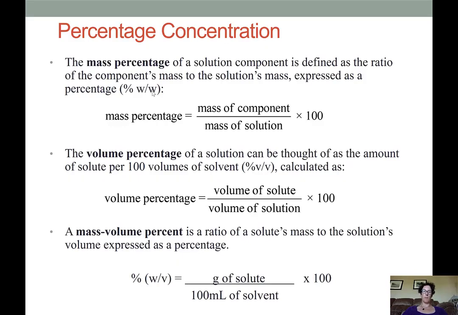that's almost the same as saying percentage weight by weight, but we're measuring out the liquid or the water using volume. So percent weight by volume is determined by taking the mass of the solute divided by 100 milliliters of solvent, and then again multiplying by 100 to give the percentage.